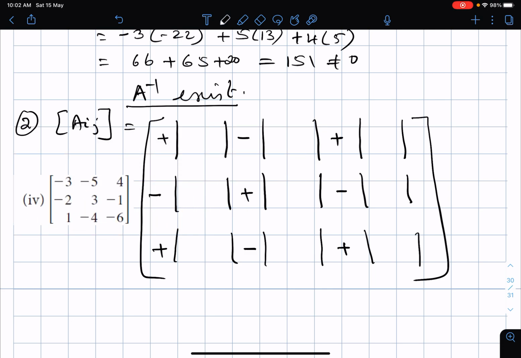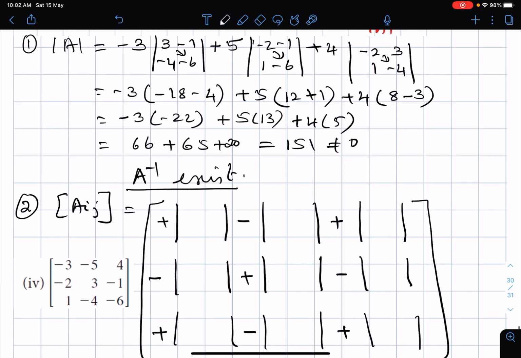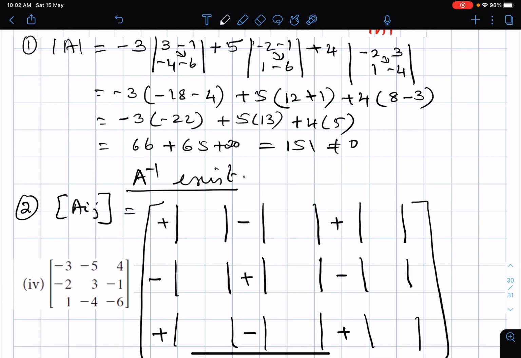Now going to the first element, the first 3 minors you have already written when you expanded determinant A, so you can directly copy those 3. That is nothing but 3 minus 1, minus 4 minus 6. The second one is minus 2 minus 1, 1 minus 6, and the third is minus 2 3, 1 minus 4.